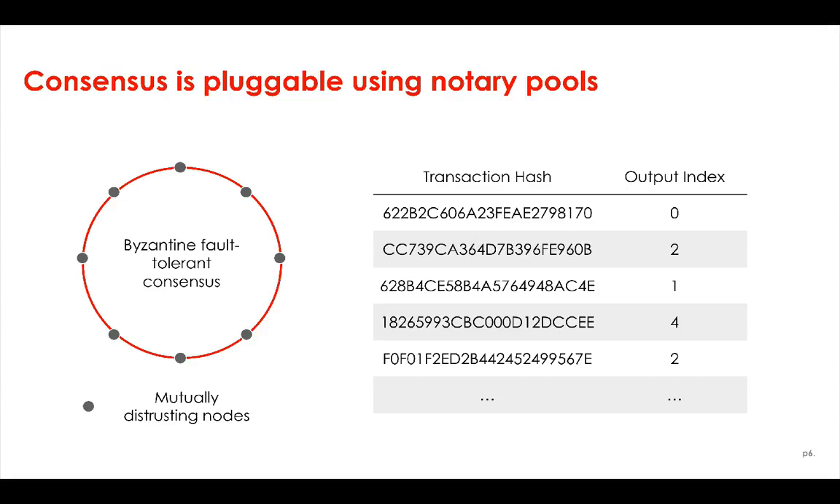Every transaction requires a signature from a notary to be valid. And the nodes in the notary pool do not actually see the contents of ledger updates. They only see the hash of each transaction updating the ledger and the index of the fact being consumed in the outputs of that transaction.